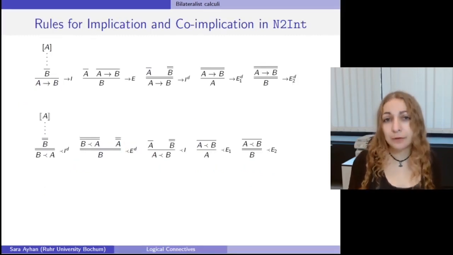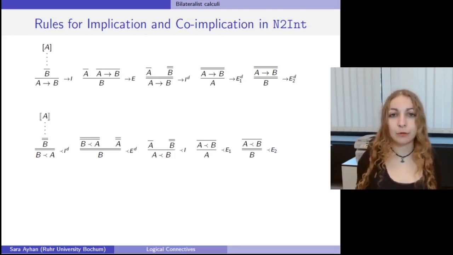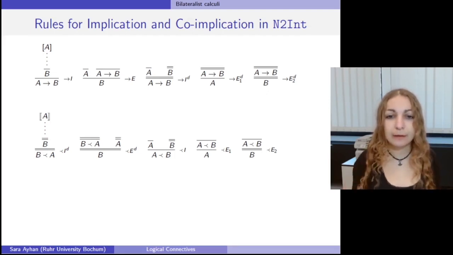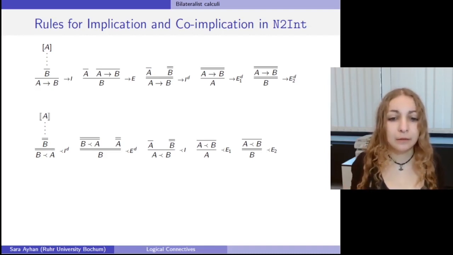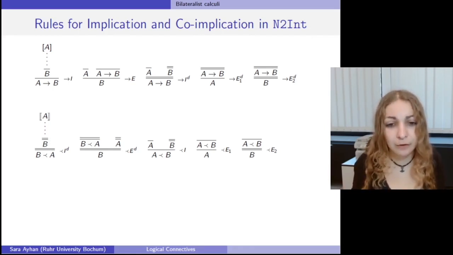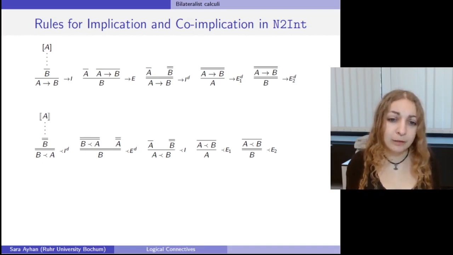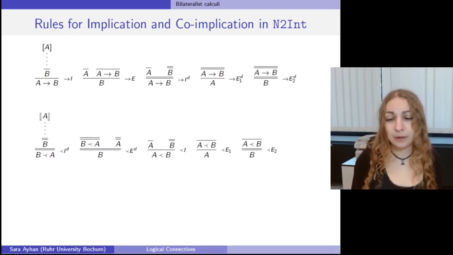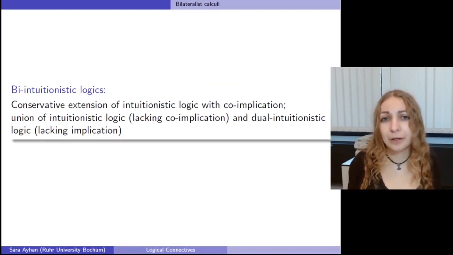Now I want to show you the rules for co-implication. As you can see here, I'm showing you the rules for implication too, so that you can see how they are dual. And for example, to introduce B co-implies A, we need a proof of A and a refutation of B. Or this we read as from the assumption that A is false. If we can, from the assumption that A is false, get a refutation of B, then we can also refute A co-implies B.